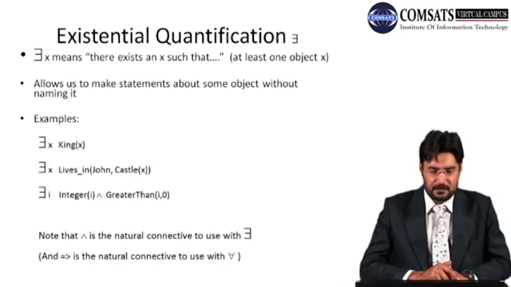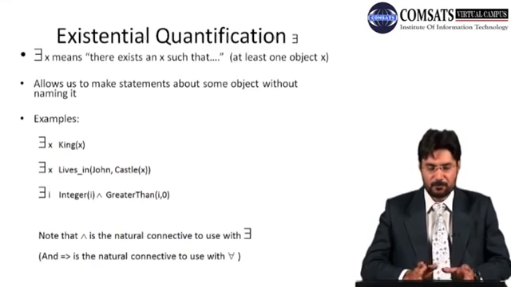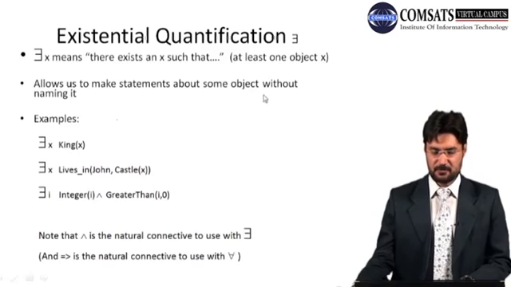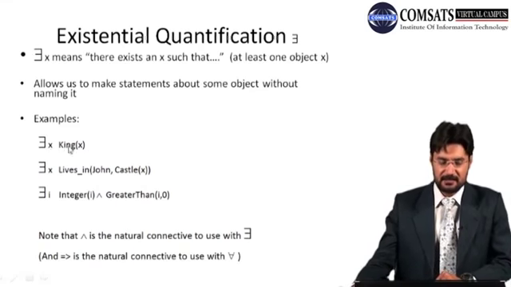And we can also say the existential quantifier, which means there are some x such that. This is the basic symbol that we will use, and we can use it for many situations. It allows us to make statements about some object without naming it. As we are using variables, we don't need to name it, and we can use a lot of sentences. There exists x, King(x). So we can say that there are some x that are kings.